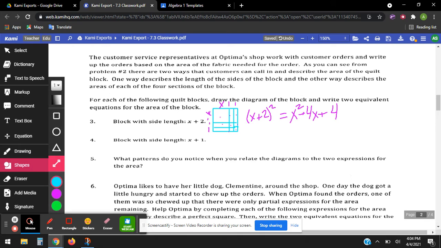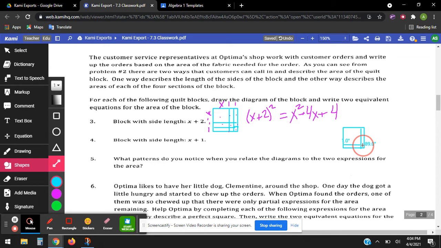All right, so then the next one, block with side length x plus 1. I'm going to do it backwards so that I have a little more space here. So we'll make it about this big, nice square. Now we just need 1 tacked onto it. So I'll try to make that as even as possible here. This is tricky to do on my laptop. Close enough. There we go. And then I need 1 on this side.